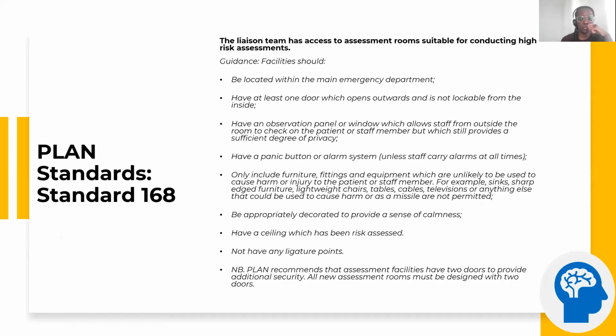Okay, so the first thing to discuss is the plan standard 168, which addresses the high risk assessment room. The standard is the liaison team has access to assessment rooms suitable for conducting high risk assessment. There's a number of guidance points within the standards. I won't read them all out, but these are the areas that we want teams to address when they're making their room or redoing their room or just looking to get accredited. These are the areas that we want teams to look at. Obviously, these are things that we go through with services during the peer review and then during the accreditation process.